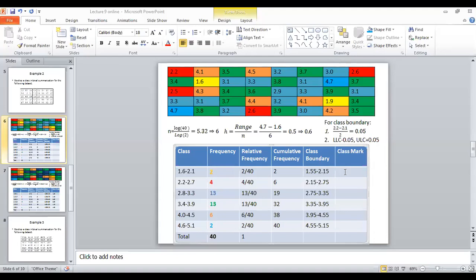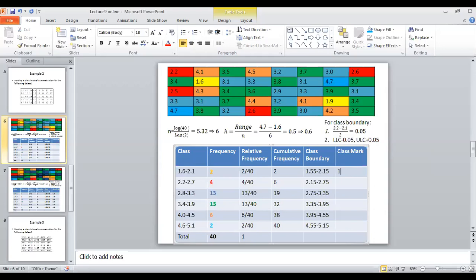The last column is the class mark values. Remember, the class mark values are the middle values of the classes, the average values, and they are calculated by adding the lower limit and upper limit of the class and dividing by 2. So that's how we find the class mark value. For the first class, it goes like 1.6 plus 2.1, divided by 2, which gives 1.85.